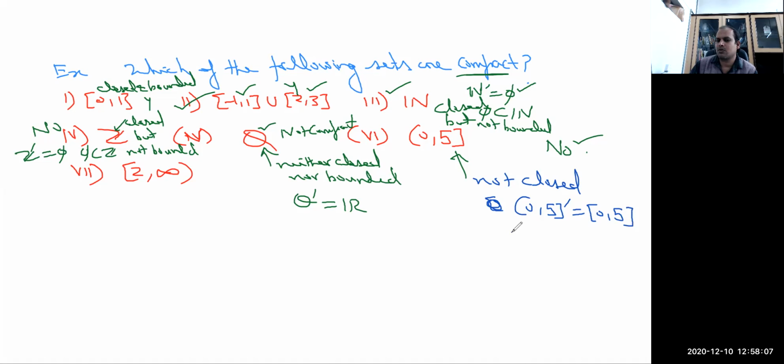So 0 is not in 0 to 5, this set. Its limit point 0 is not present in this set. So there exists at least one limit point which is not in the set, hence this set is not closed. However, it is bounded because its diameter is finite. Every real number greater than or equal to 5 is its upper bound, and all real numbers less than or equal to 0 is its lower bound. So clearly this set is bounded but not closed, hence from the Heine-Borel theorem, it is not compact.